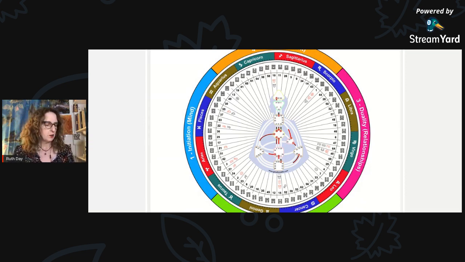If you take a look at this chart, here's the I Ching. This is gate 1 in the I Ching. The I Ching has 6 lines, and they can be either yang or yin lines. Gate 1 is all yang, so they're straight across, and there's 6 lines like that.